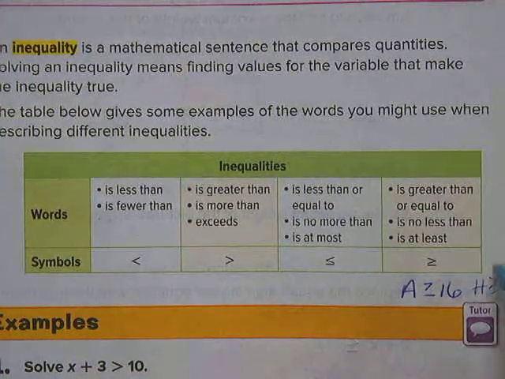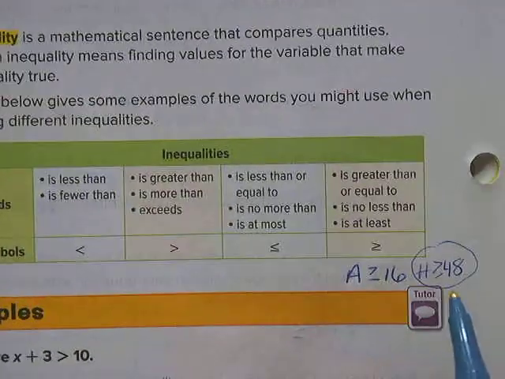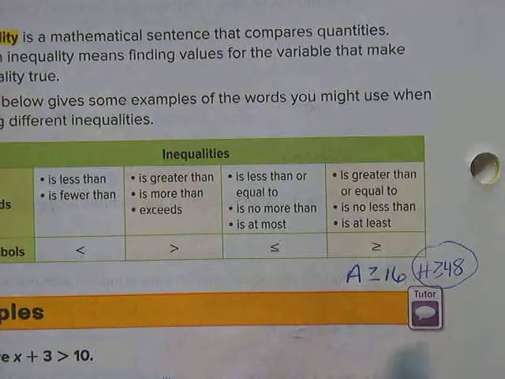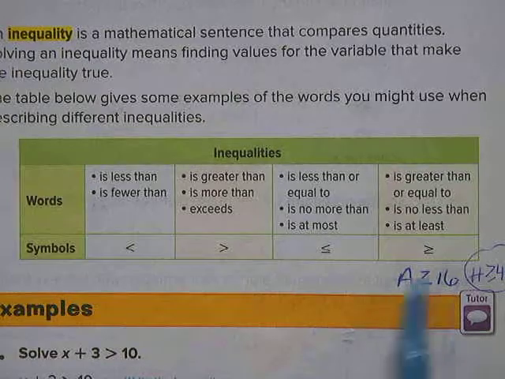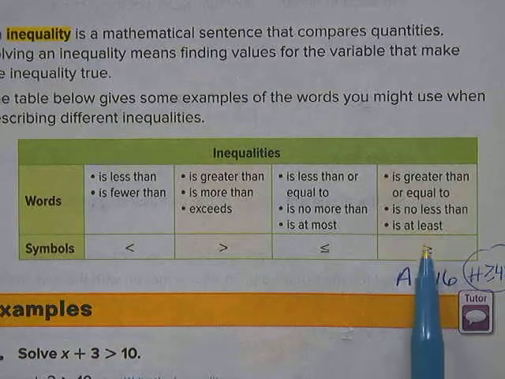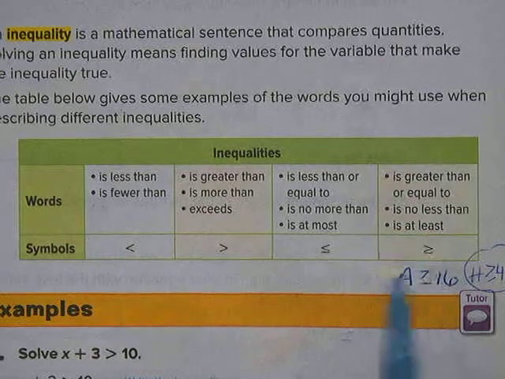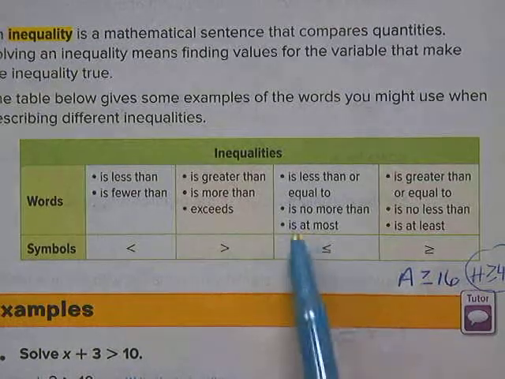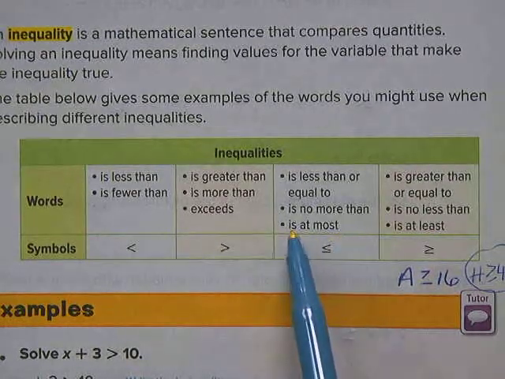Or in order to ride a ride, your height has to be at least 48 inches. That was another scenario we did. At least 48 is greater than or equal to. What most kids struggle with is when they hear "at least," they think less than, but it's really greater than or equal to.